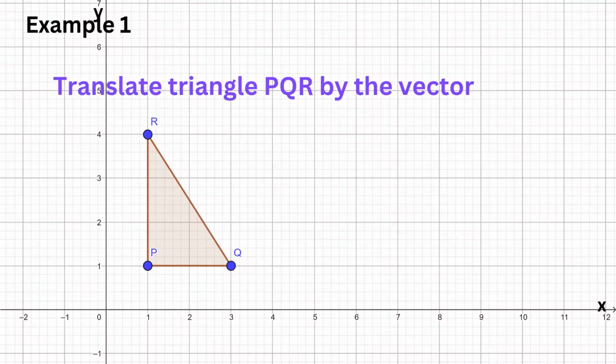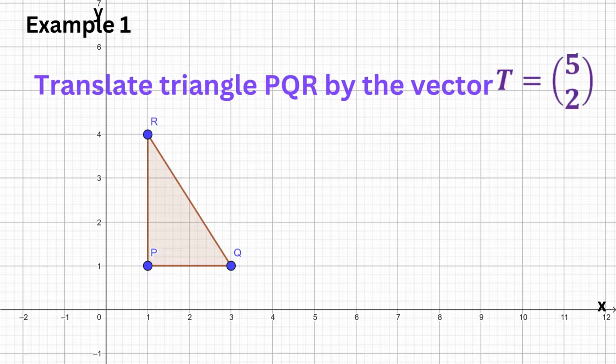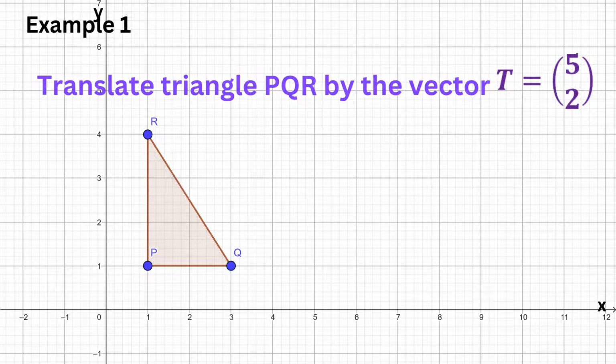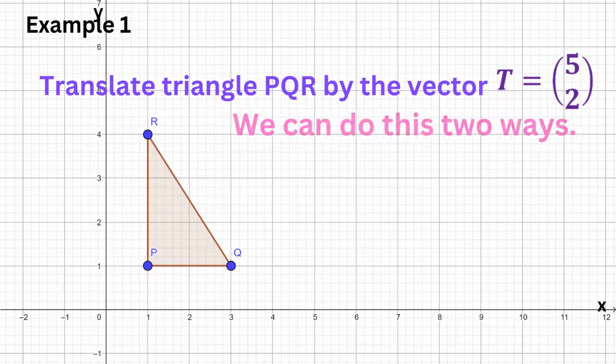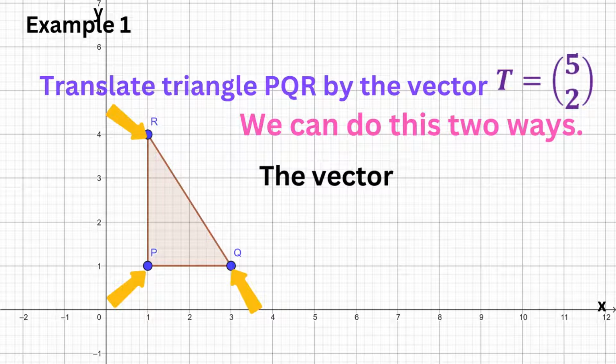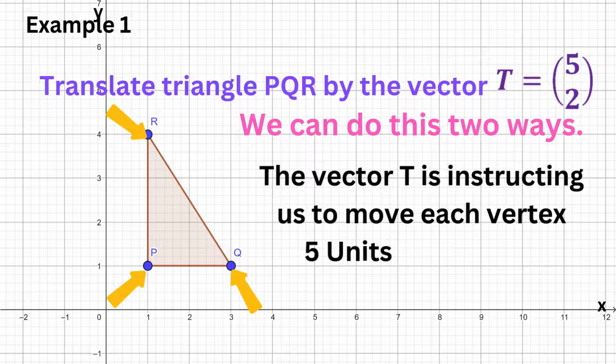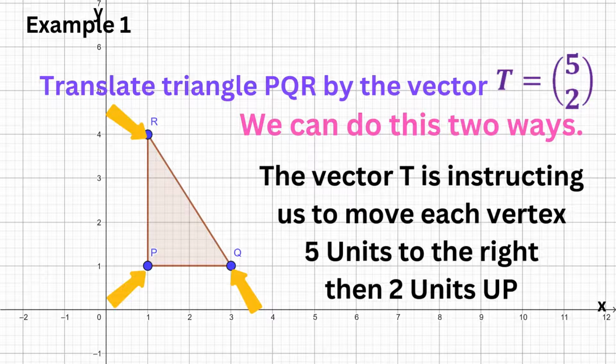Suppose we want to translate or move this triangle to another location on the coordinate plane using the vector t equals (5, 2). To translate this shape, we can use one of two methods. In both methods, we are moving the shape by translating each vertex one at a time. The vector (5, 2) means that each vertex point will move 5 units to the right and then 2 units up. Let's begin with the point P.